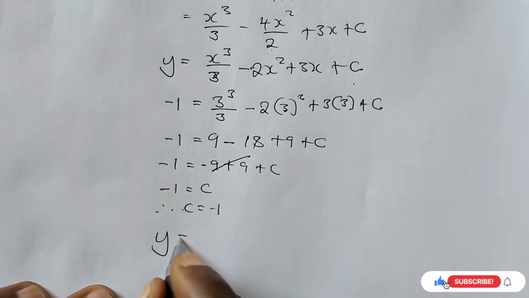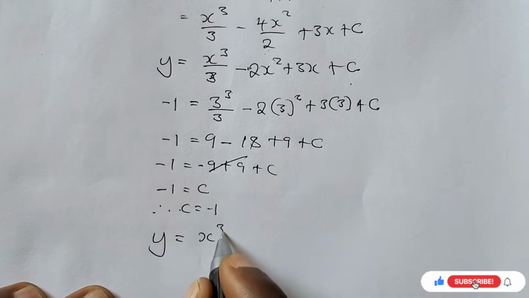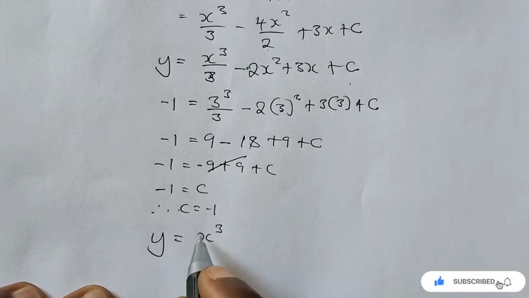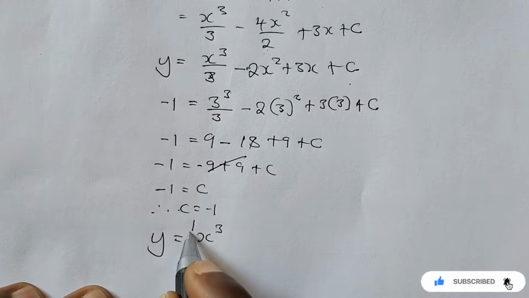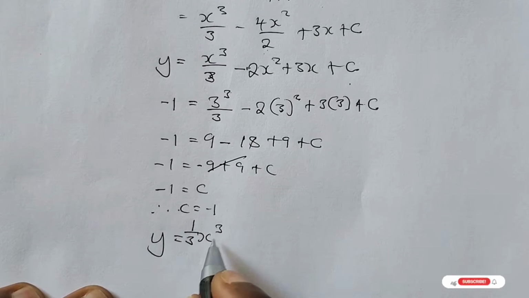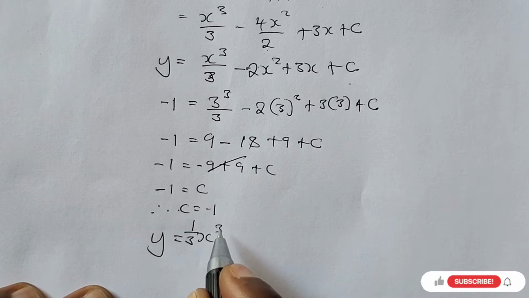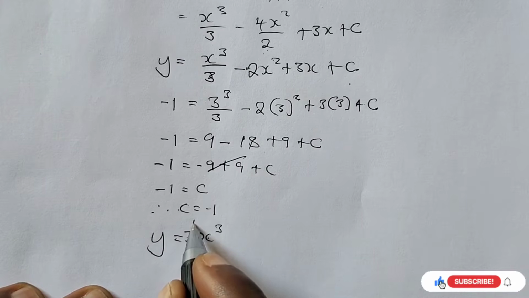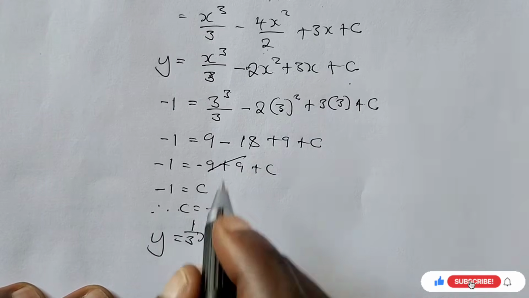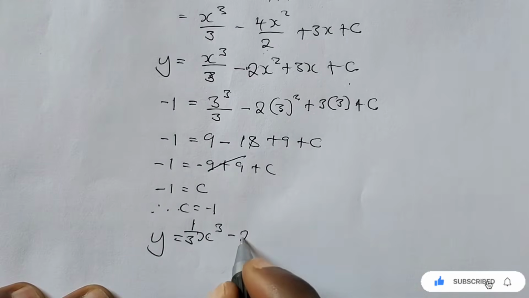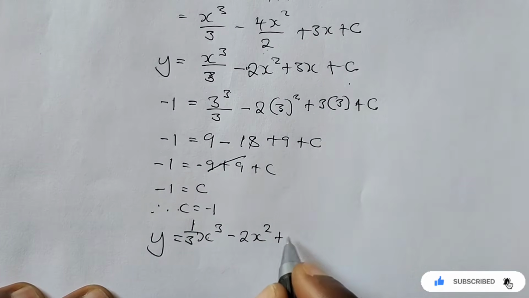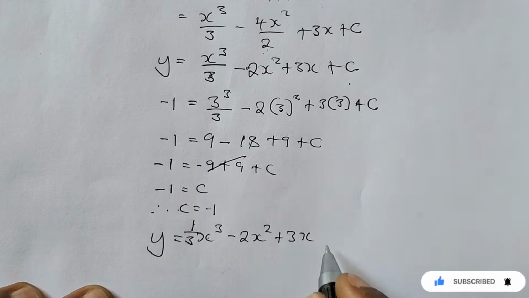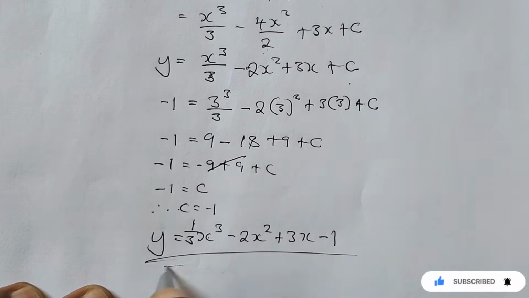Therefore, the equation, what they want us to find here, is this. Copy: y is equal to x to the power 3 over 3, or you can just say 1 over 3 x to the power 3. That's the same as this on top. Okay? Then what do you have? Minus 2x squared plus 3x. What is the value of c? Minus 1. This is the answer.